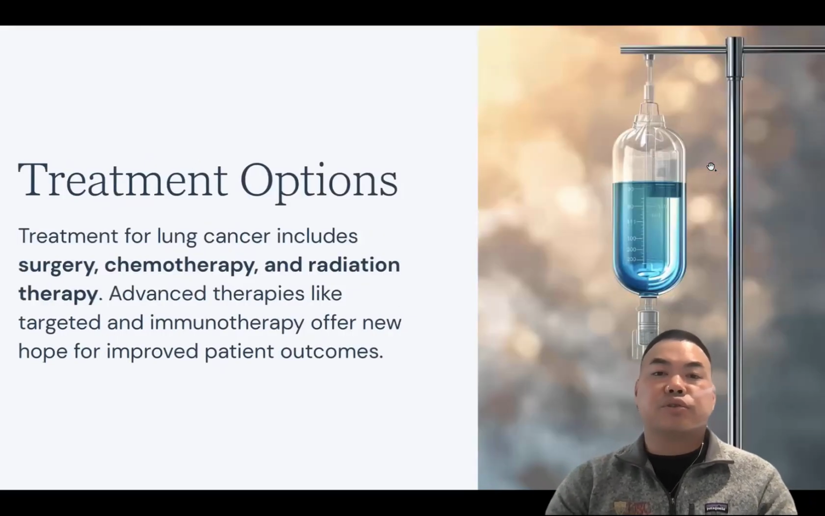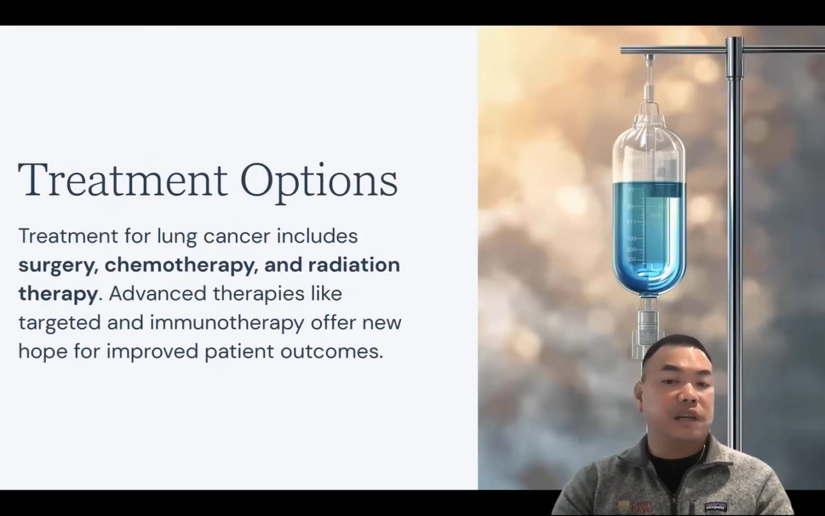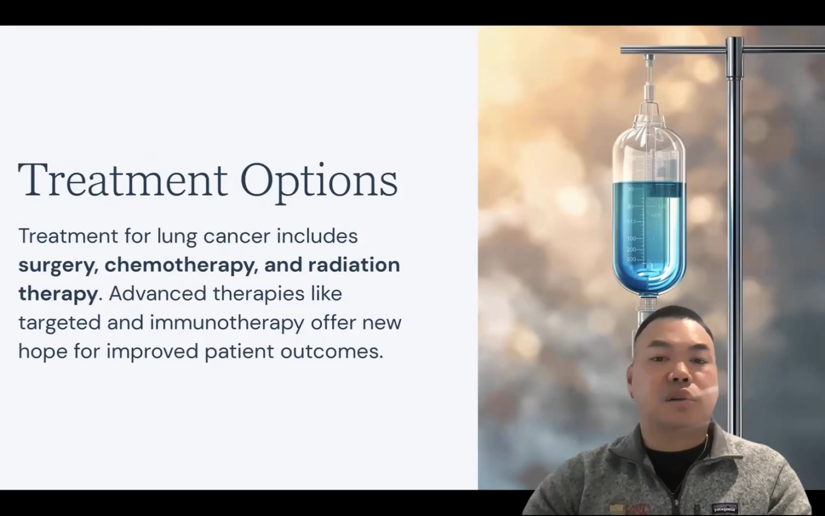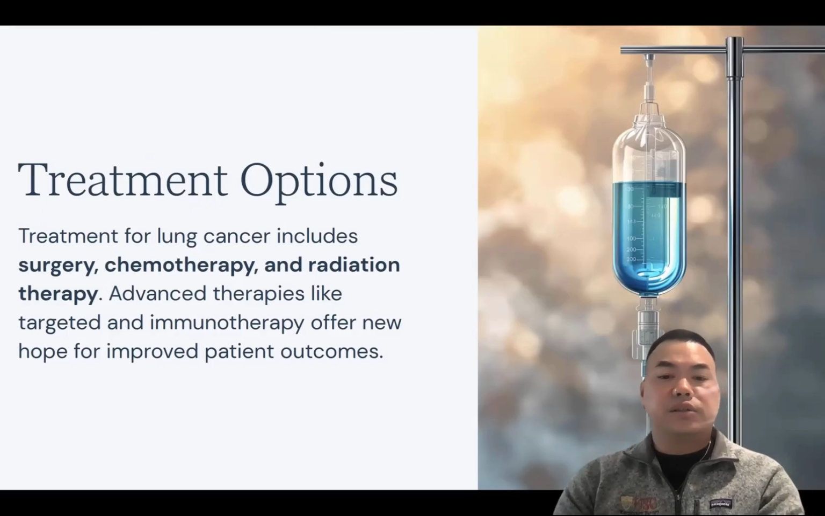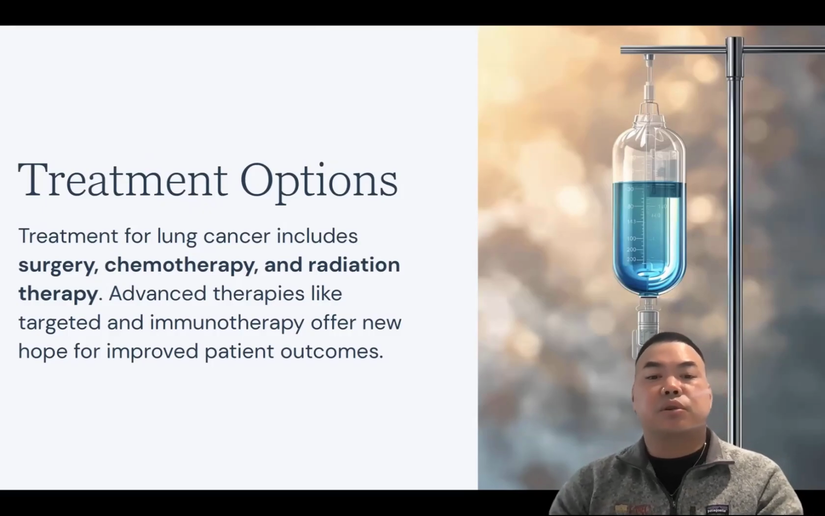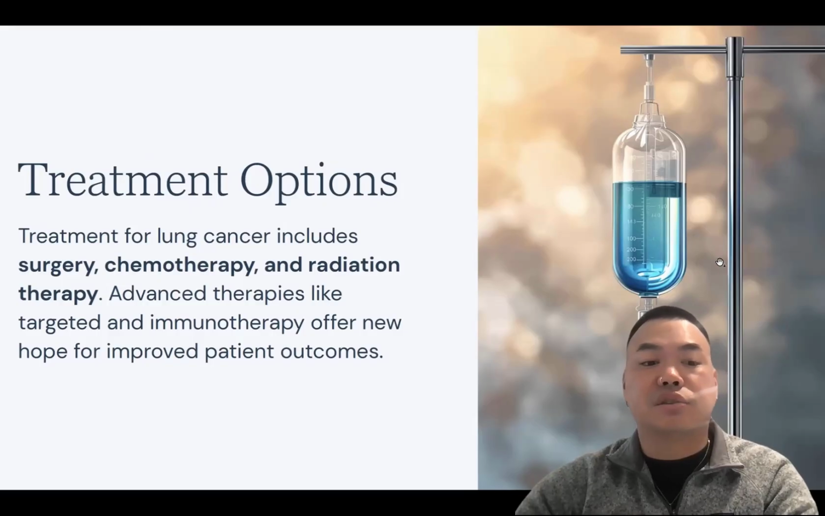Treatment options. Treatment depends on the stage and the type. Surgery is usually the most common option, often used for early lung cancer. You can use chemotherapy or radiation therapy as alternatives. Targeted drugs go after specific mutations, and immunotherapy helps the immune system recognize and attack cancer cells.